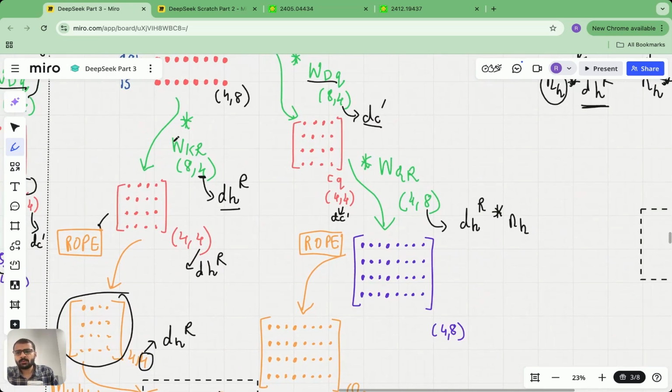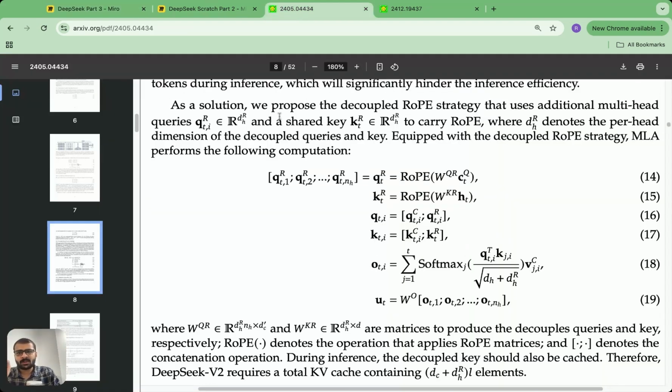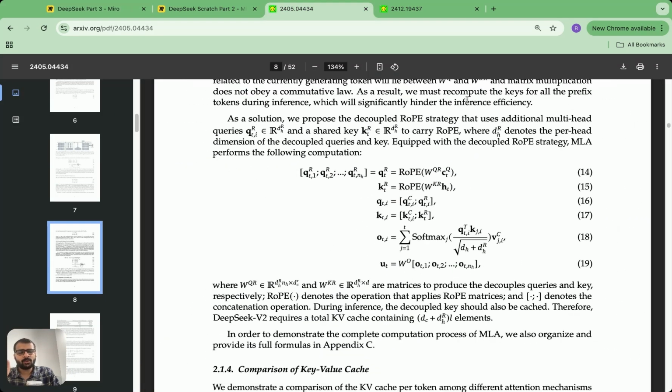So similar to Wkr, we have Wqr now. And note the dimensions of Wqr. The dimensions of Wqr is dhr into nh. So this is not being shared across heads, unlike Wkr. So that's why even in the description we use additional multi-head queries which are separate for different heads, and a shared key.